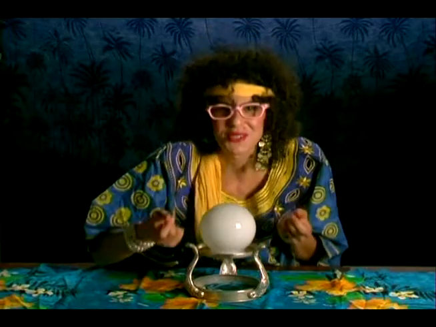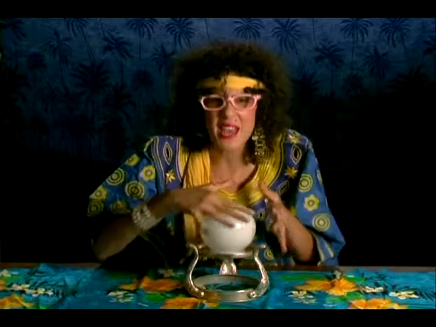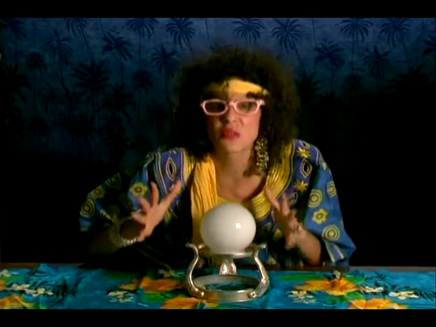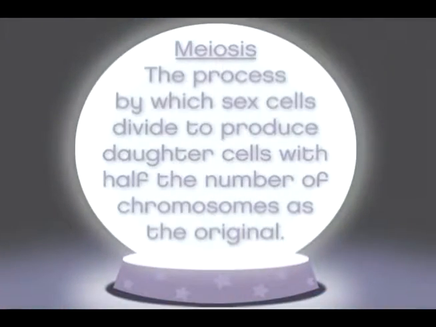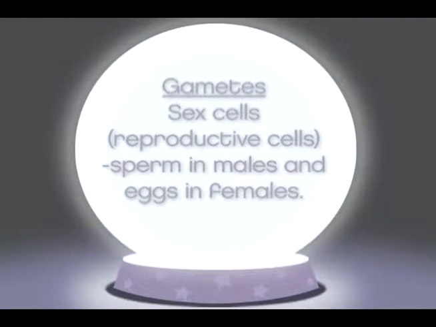Greetings, travelers! Your future is becoming ever more clear with much interesting vocabulary in store. Meiosis is the process by which sex cells divide to produce daughter cells with half the number of chromosomes as the original. Gametes are sex cells or reproductive cells, sperm in males and eggs in females.